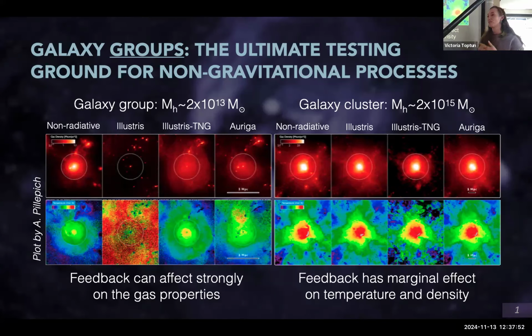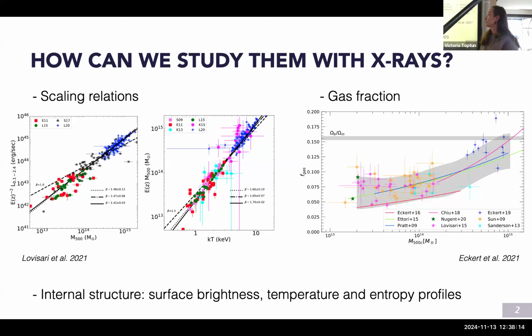At the same time, for galaxy groups with a much lower mass range and lower potential well, we can expect that AGN feedback and the energy release during AGN feedback can exceed the gravitational binding energy and therefore strongly affect the gas properties of the halo. It's also really useful to study halos with X-rays because they emit in X-rays, and from spectra and surface brightness we can learn their luminosities, temperature, surface brightness profiles, temperature profiles, entropy profiles, and all of this can give us more understanding about the properties of these targets.